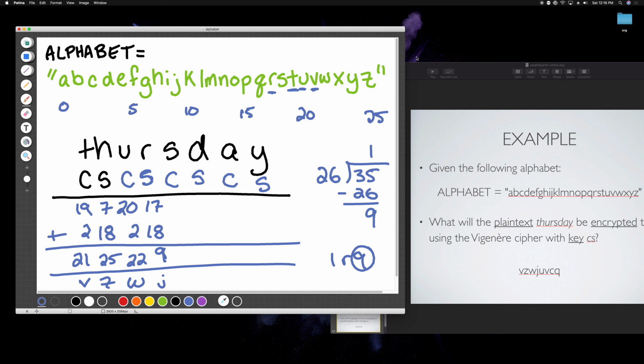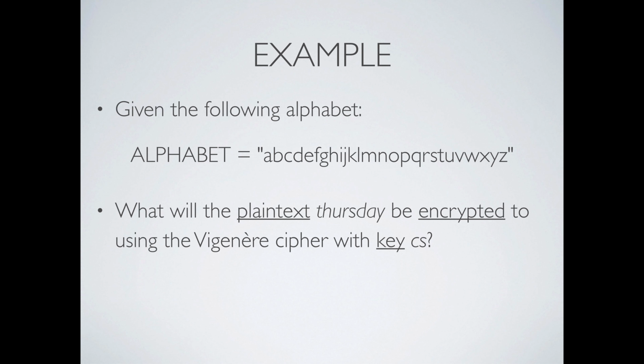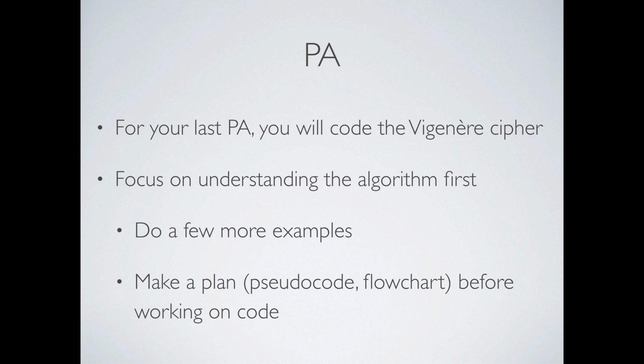If you have questions about any of the other letters, please do let me know. But hopefully, if you had any confusion, this example cleared that up. Alright, so again, that's the Vigenere cipher. So for your programming assignment, you will code both encryption and decryption functions for Vigenere.